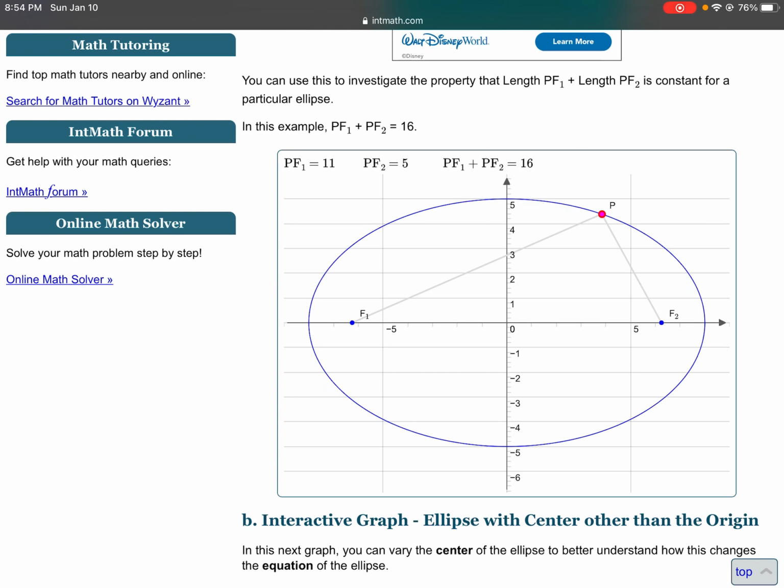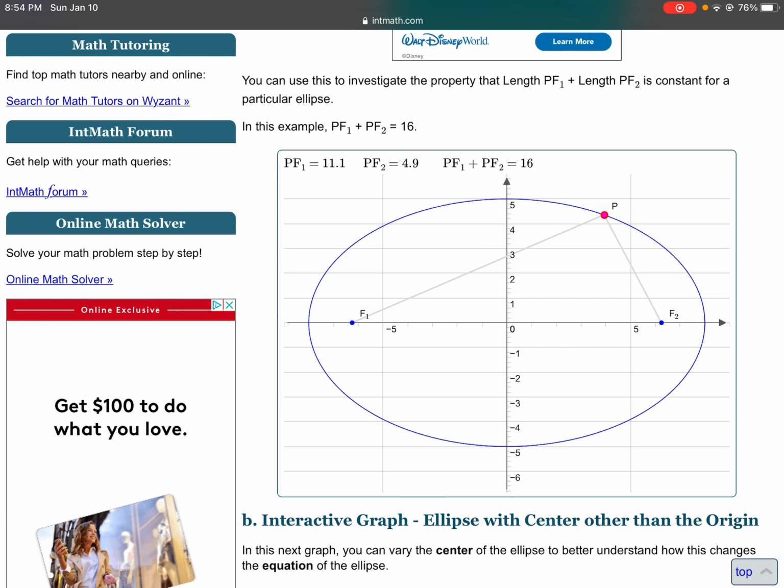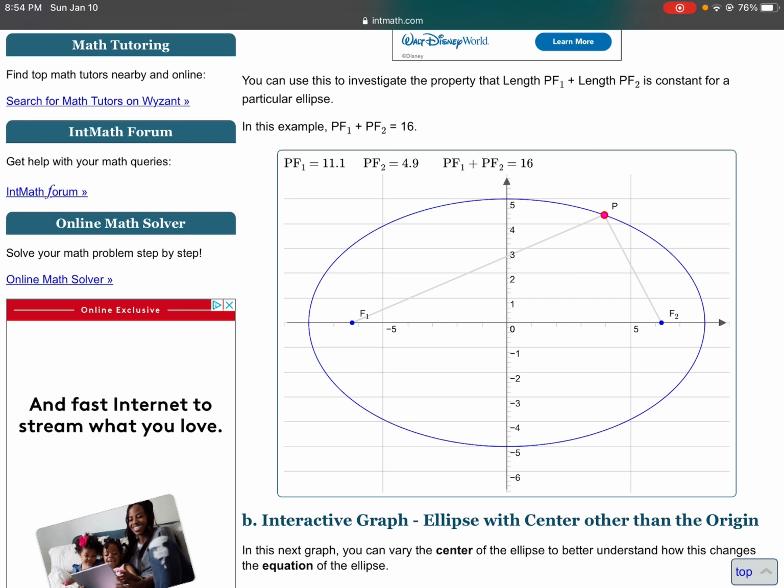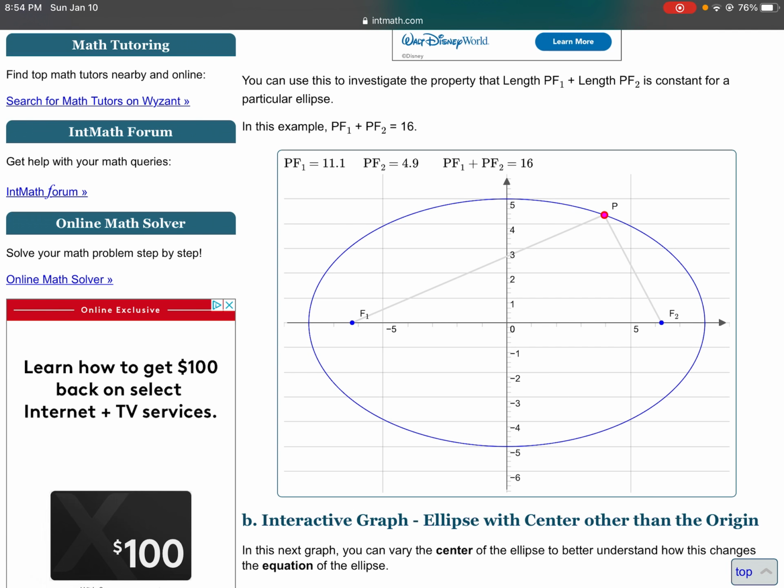And notice we have an ellipse, and these points right here, F1 and F2, are the two foci. That's plural for focus. And what I want you to notice is the numbers up top. So we have a point P. Notice I'm moving this point P around. We have point PF1, the distance from P to F1, and PF2 is the distance from P to F2, of course. Now notice where it says PF1 plus PF2 equals 16.